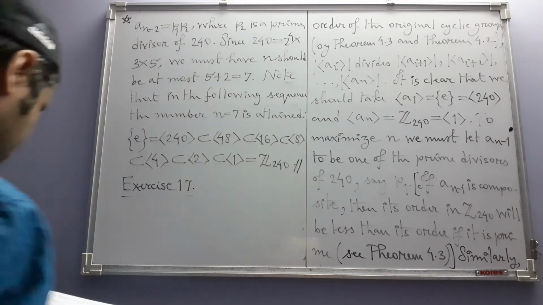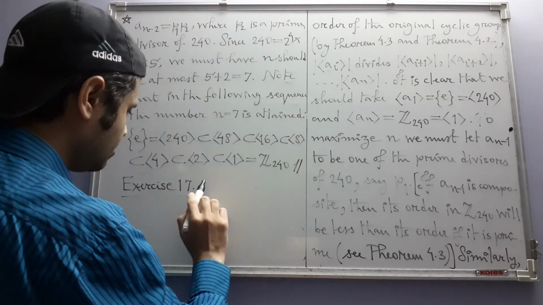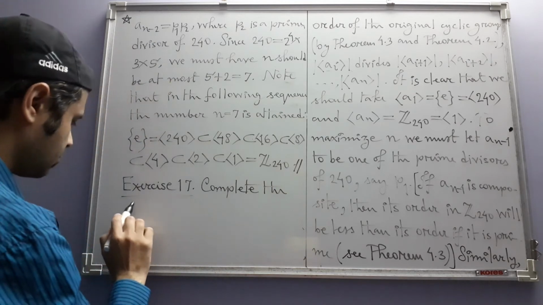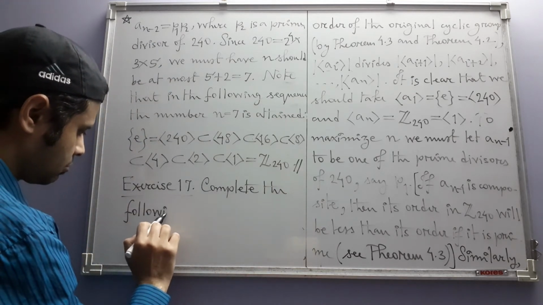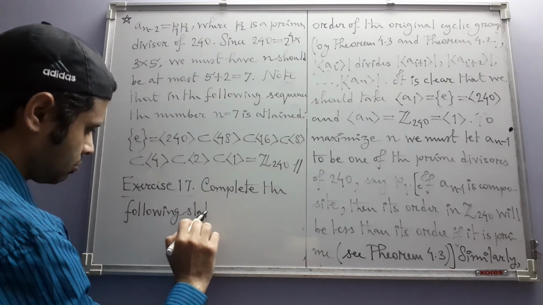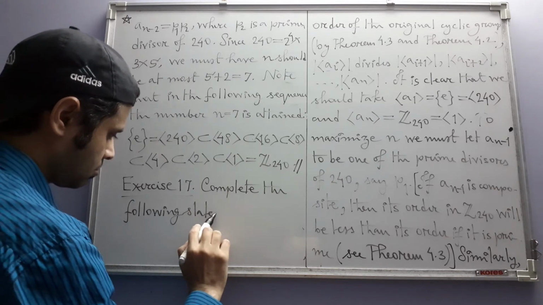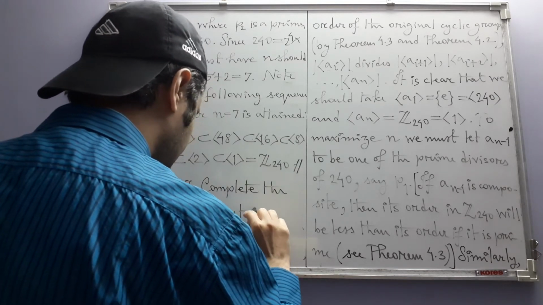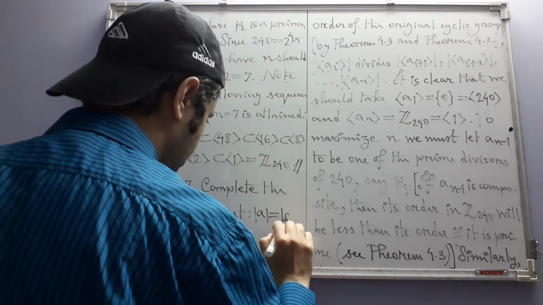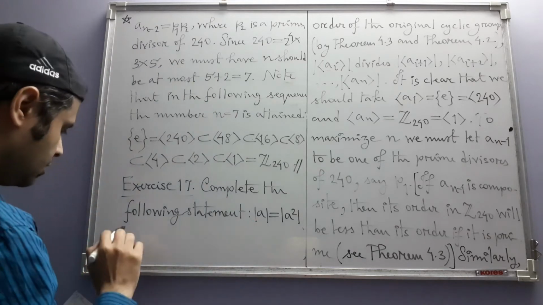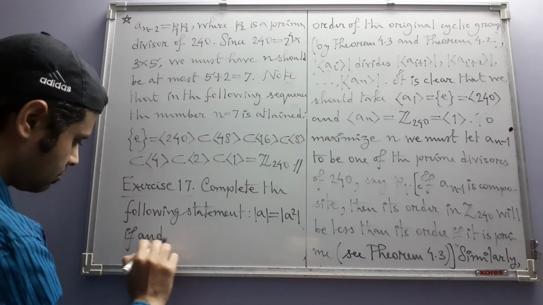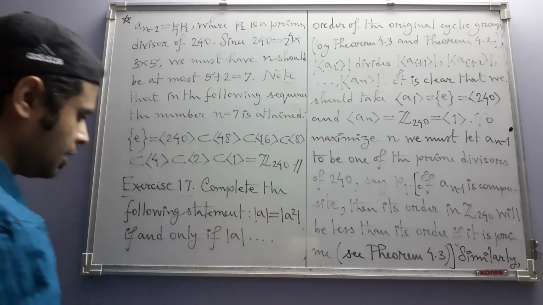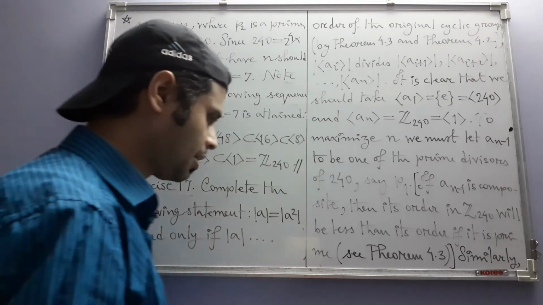Okay. So next, exercise 17. Complete the following statement. What is the statement? A is some element in some group. Its order is equal to the order of A square if and only if... order A, then we have to fill in the blanks, fill in this blank.